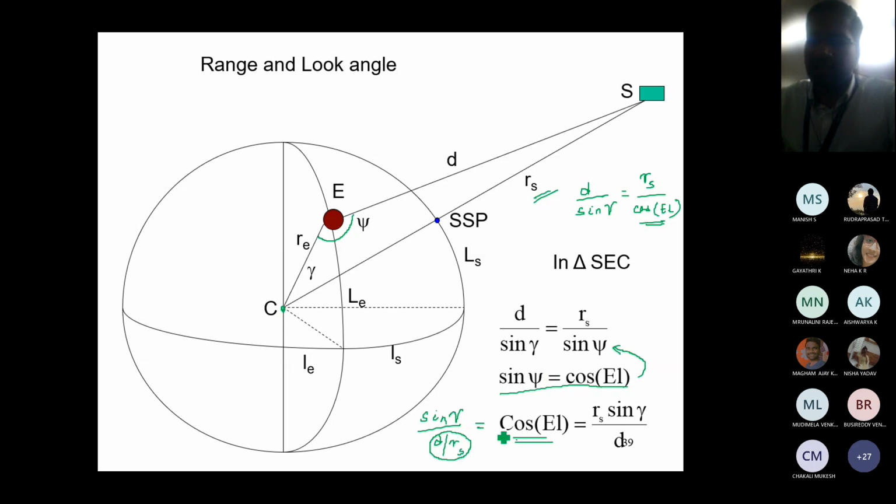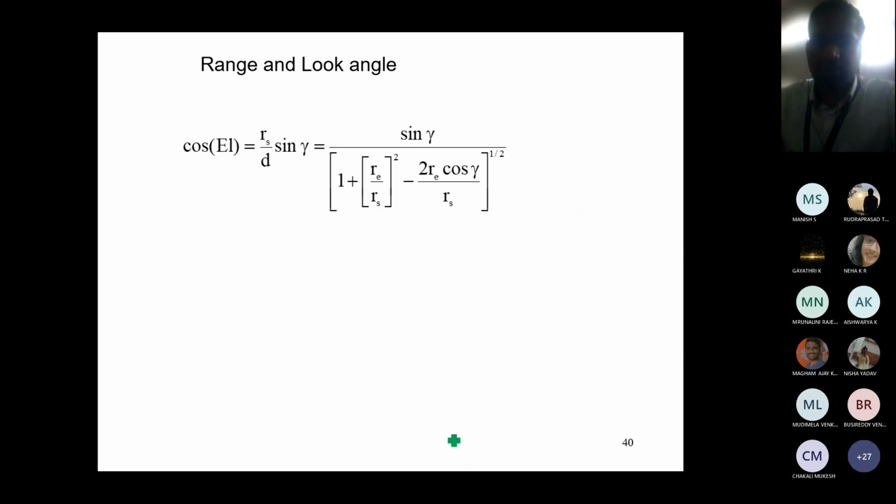So cos elevation is nothing but sine gamma divided by d by Rs, that we obtained in the previous slide. So using that value of d by Rs, I have written. This is the value of d by Rs which I have replaced from the previous slide. So I got the value of cos elevation is equal to this much.